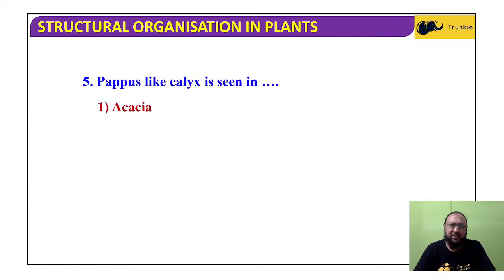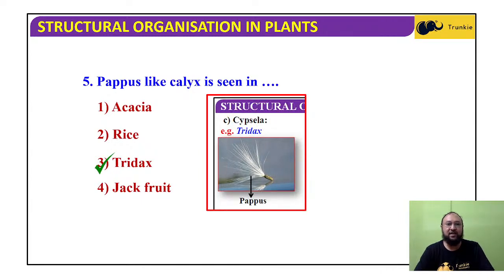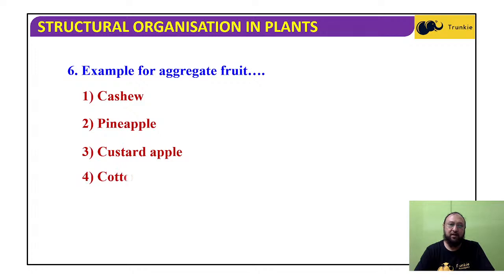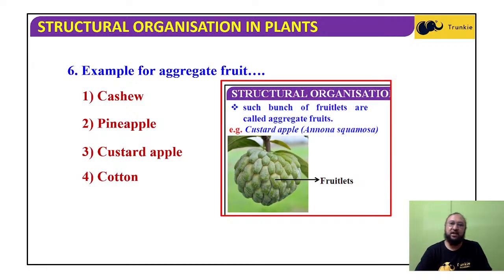Pepper-like calyx is seen in Acacia, rice, or Tridax, or jackfruit. It is Tridax. Okay, so this pappus-like calyx is in Tridax. Okay, an example of aggregate fruit is the cashew, or pineapple, or custard apple, or cotton. It is the custard apple. Fruitlets are there, so it's an aggregate fruit, because each fruitlet is forming one cluster, the main fruit. So the small fruitlets are there, and they are forming the main fruit body. So that is the custard apple.